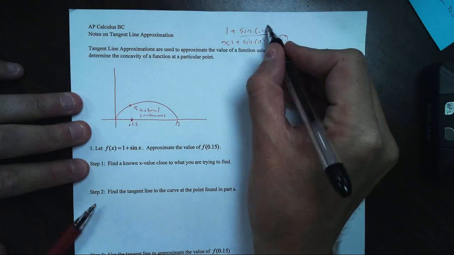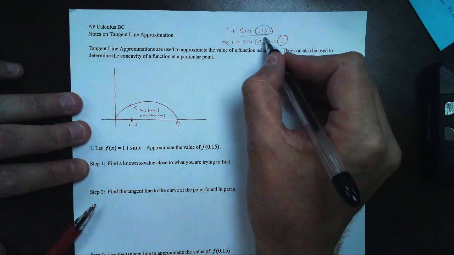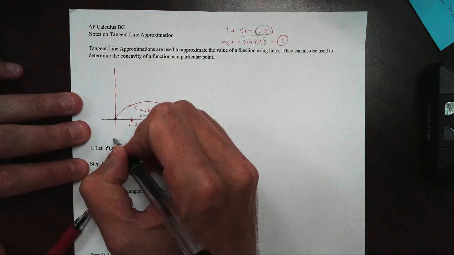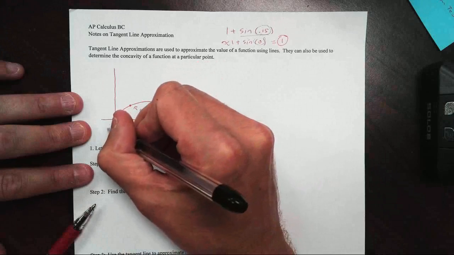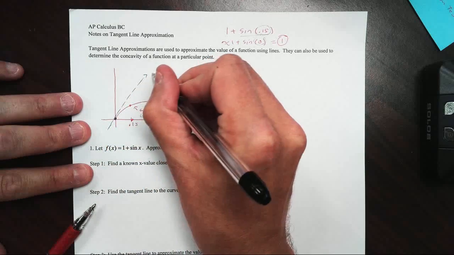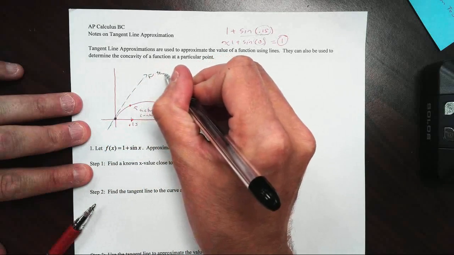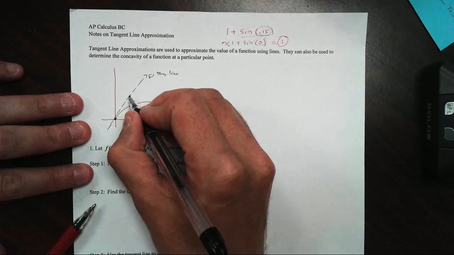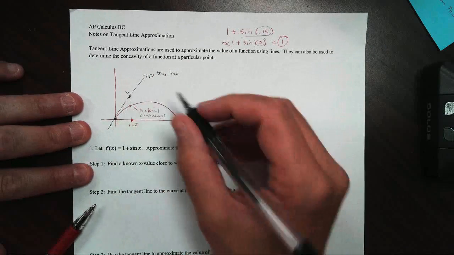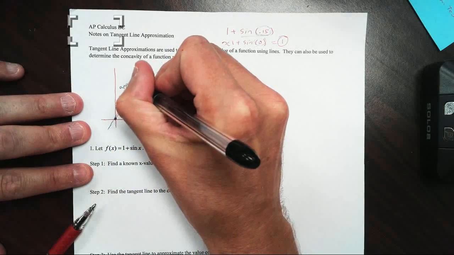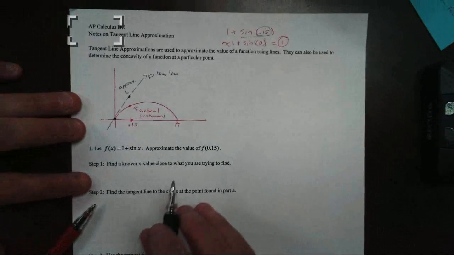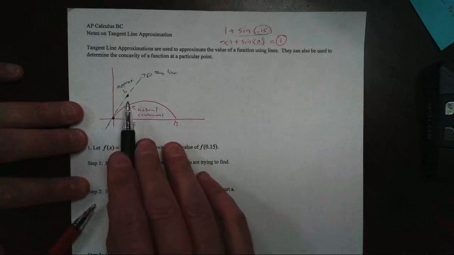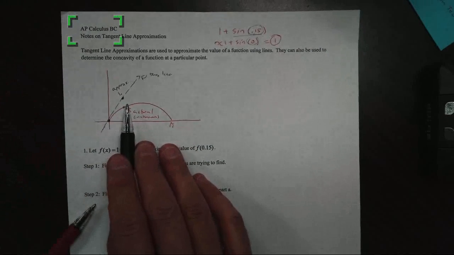We don't know the sine of 0.15, but we use the sine of 0. So at 0, we're going to draw our tangent line. And there it is. Now, the tangent line doesn't give me the exact value, but it gets me pretty darn close. It gives me an approximate value. And we're going to find out just how accurate this is. And it's really kind of neat. You're going to find out. So that's the whole idea of what we're going to be doing here.